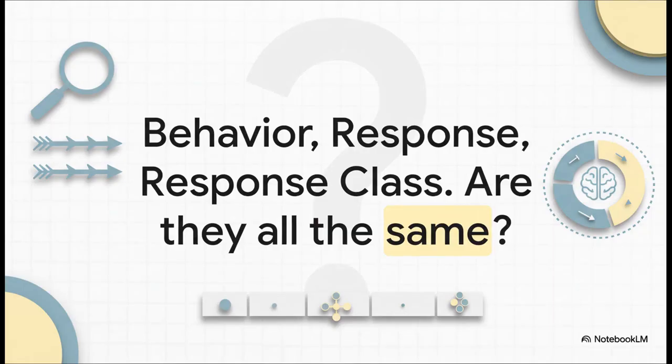So you might be looking at these three words and thinking, okay, aren't these just different ways of saying the same thing? And at first glance, I get it. They seem pretty interchangeable. But in ABA, precision is everything. Each one of these terms describes a different level of analysis, and understanding that distinction is what allows behavior analysts to be so incredibly precise and effective. So let's clear up any confusion.